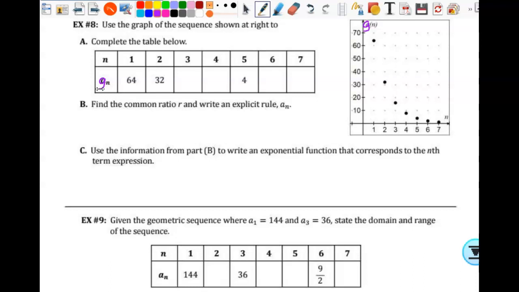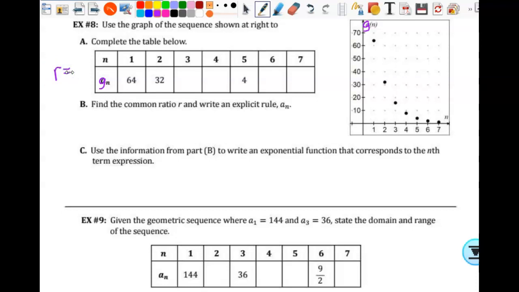All right, so we're going to complete the table below, and we know that 1 is at 64, 2 is at 32. Can you really tell exactly where 3 is from the graph? No, not without guessing. Really, the rest of these would kind of be a guess, and we're not going to guess. But if I have a geometric sequence, I don't have a common difference. I have a common what? Ratio, yes. So I have a common ratio.